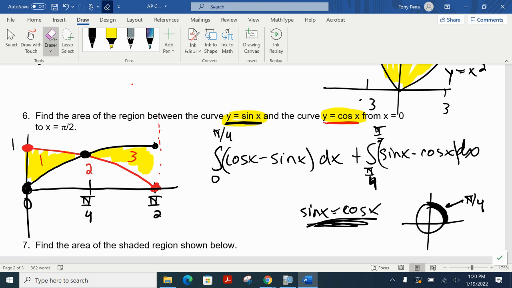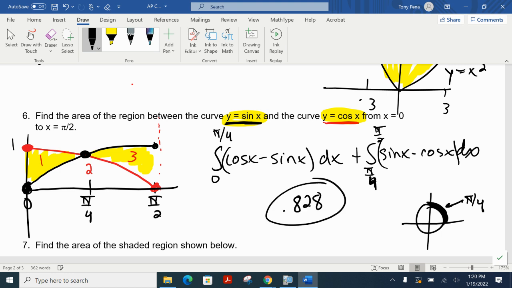Okay. Now, make sure you're in radians. This is the first one with the trig function. I'm going to start giving you some of these so we can make sure we get through these last two. That's the overall answer, 0.828. You could just do one of them and double it. If you don't get that, make sure you're in radians. Friday, make sure you're in radians. So if I give you a trig one, we're going to get the right answer.